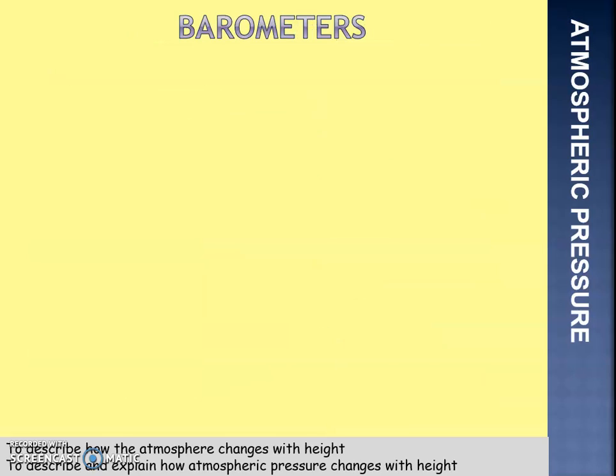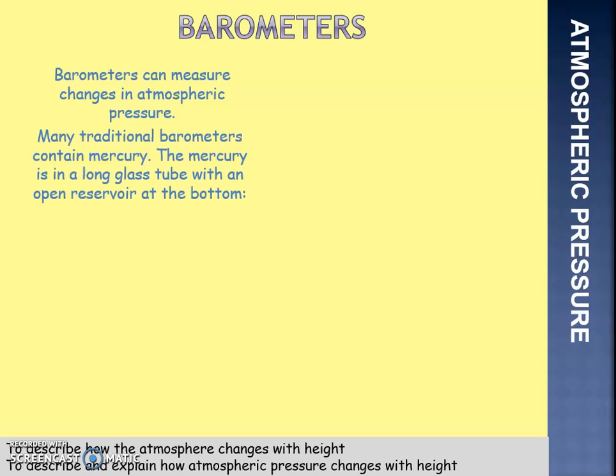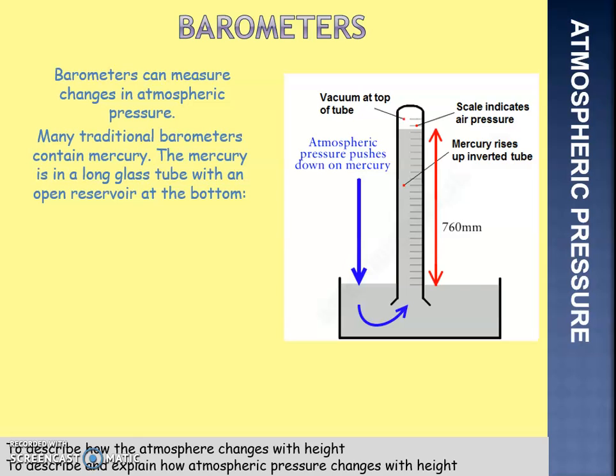How does a barometer work then? Barometers can measure changes in atmospheric pressure, and they can be used in some cases to predict weather. They can be used to predict when changes in pressure will occur. Now most traditional barometers use mercury. The mercury is in a really long glass tube with an open reservoir at the bottom, like this.